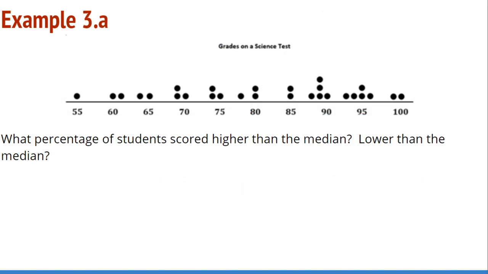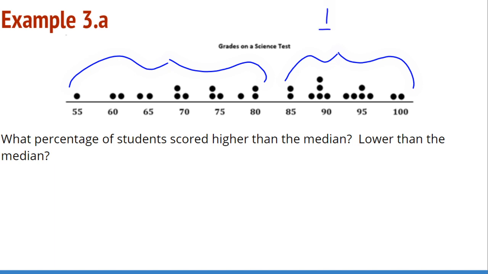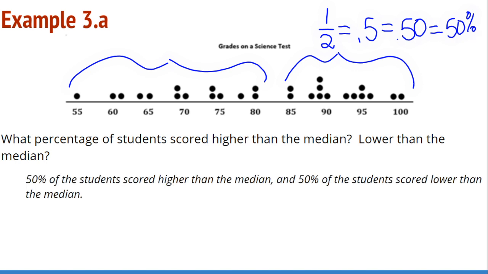So what percentage of students scored higher than the median? Well, if this is half, what percentage is that? And if this is half, what percentage is that? Half is equal to the decimal 5/10, which is equal to 50 hundredths, which is equal to 50%. 50% of the students scored higher than the median, and 50% of the students scored lower than the median.